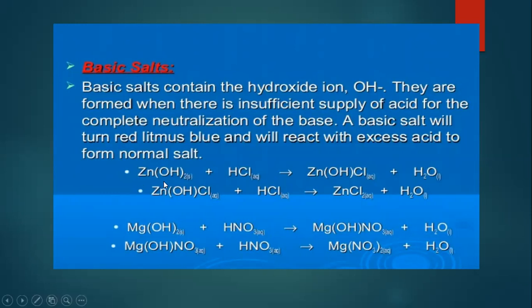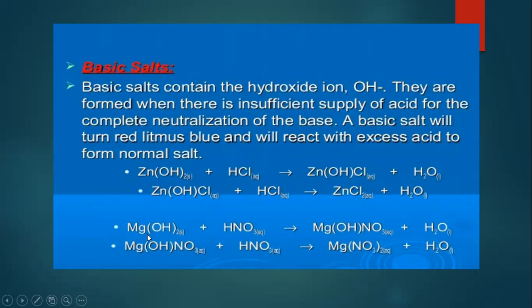Examples are zinc hydroxide reacting with HCl to give you zinc with OH and Cl. This OH group in this salt explains that it is a basic salt. This basic salt reacts with excess of HCl to give you zinc chloride plus water. This zinc chloride is a normal salt as it contains no hydrogen or hydroxide ion in its formula.